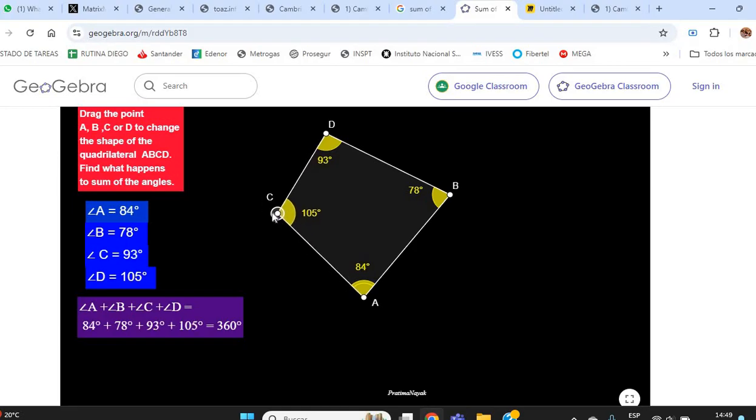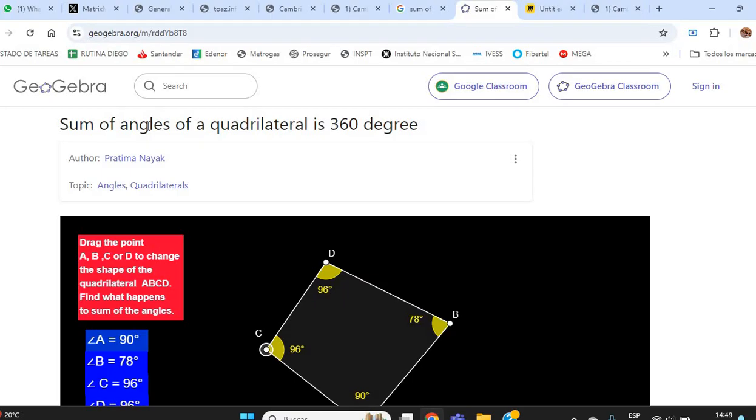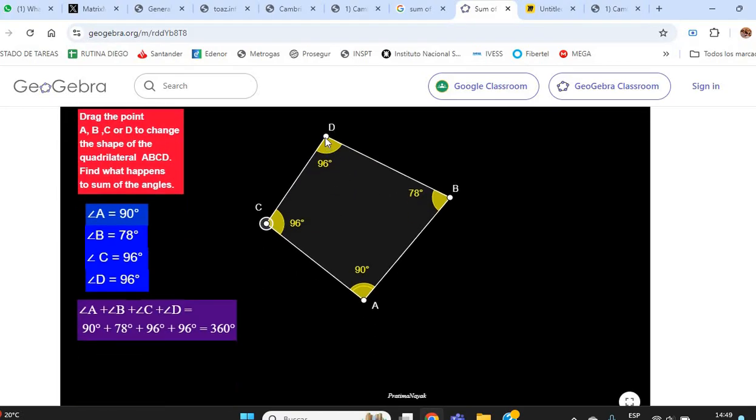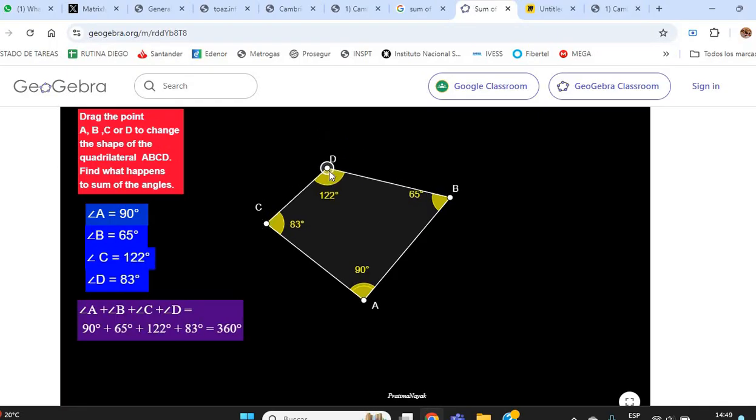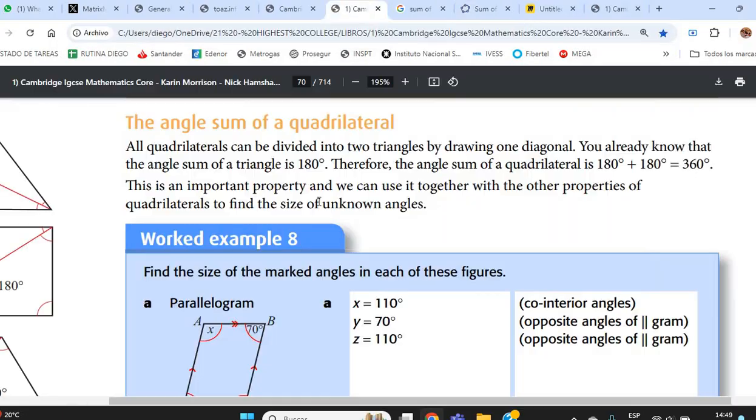So if you have to find an unknown angle, you can use this property. For example, let's imagine that D is x. Well, you know that 96 plus 90 plus 78 plus D equals 360. Why? Because the sum of the angles of a quadrilateral is 360 degrees. So this is the new property, a new theorem that we're going to be working with when doing the exercises of quadrilaterals. So basically, this is it about quadrilaterals.